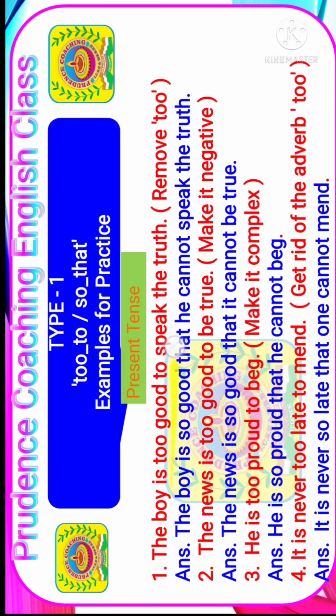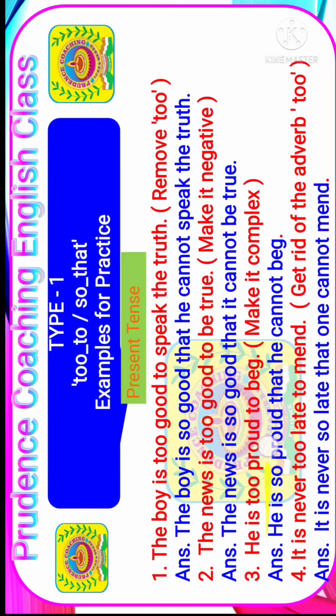The boy is too good to speak the truth. This will be written as: The boy is so good that he cannot speak the truth. As here we have "is", that is the present tense, so it will be "cannot". Next one: The news is too good to be true. So this will be: The news is so good that it cannot be true. As here the news is the subject, we are using the pronoun "it" after that.